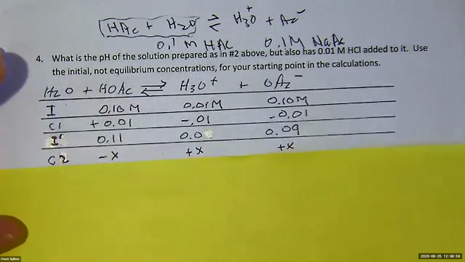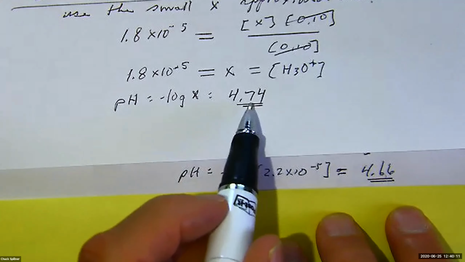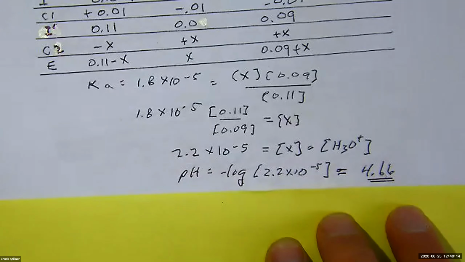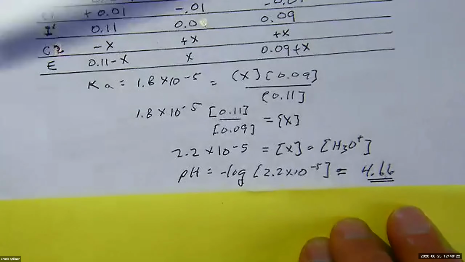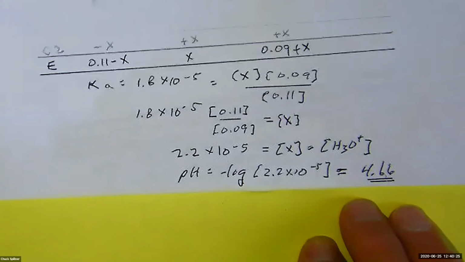Remember, X is the hydronium ion, so we solve for that. X is equal to 2.2 times 10 to the negative 5. That's the hydronium ion. And the pH is 4.66. So if you notice, the pH didn't change much. When we did this before in problem 2, the pH was 4.74. But because the added acid reacted with acetate, it didn't change the pH much. It just went from 4.74 to 4.66.